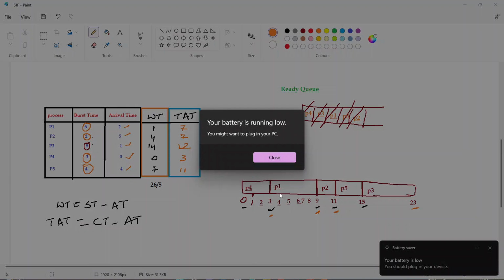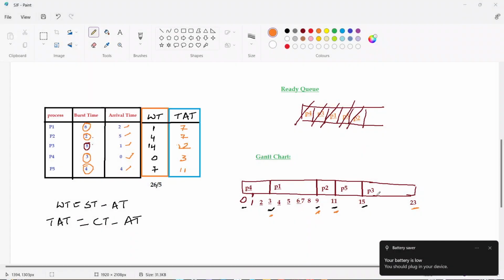So this is how we can make use of the shortest job first algorithm to calculate the average waiting time and average turnaround time. Okay, so this is how the shortest job first algorithm will work.